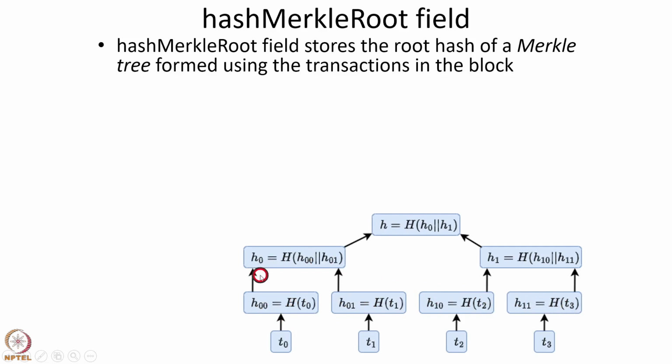And then we concatenate these two hashes H00 and H01 and find the hash of the resulting value. So, H0 is the hash of H00 concatenated with H01, and similarly H1 is the hash of H10 concatenated with H11, and then we concatenate these two values H0 and H1, and the resulting value is H. So, these transactions are arranged so that they are the leaves of a binary tree. And then we keep on computing the values of the intermediate nodes of the binary tree.